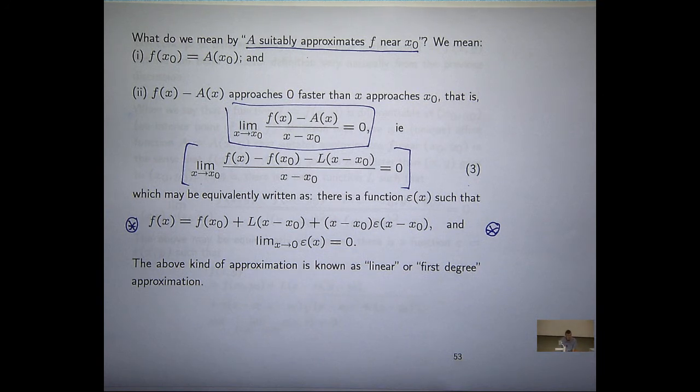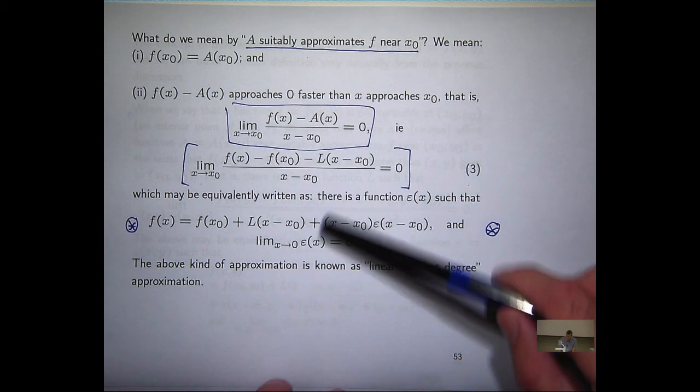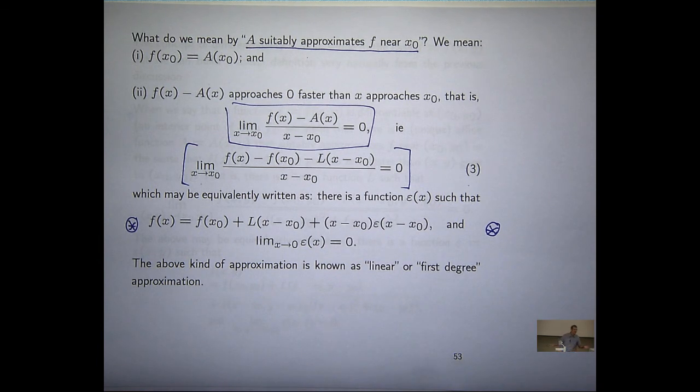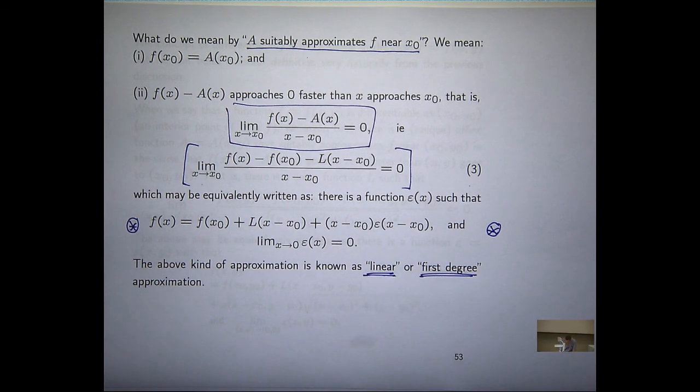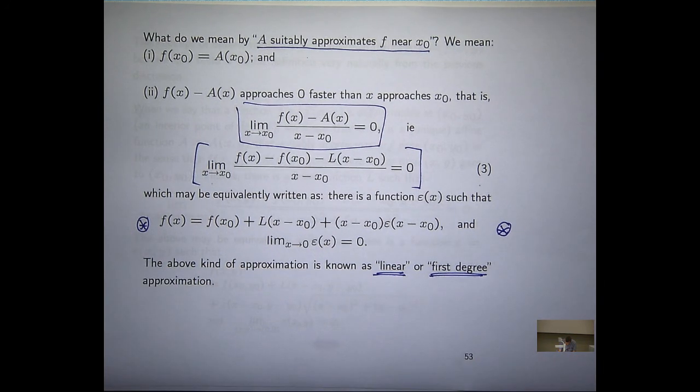Now you might have absolute values here around your x minus x naught. I just changed them to curly brackets. It doesn't really matter if it's absolute value or curly brackets. I'm just trying to keep it as simple as I can. Now, this kind of approximation is known as first degree or linear approximation. Okay, very important. We're going to come back to that a little bit later, but in the lecture, if we've got time. But this is just functions of one variable.